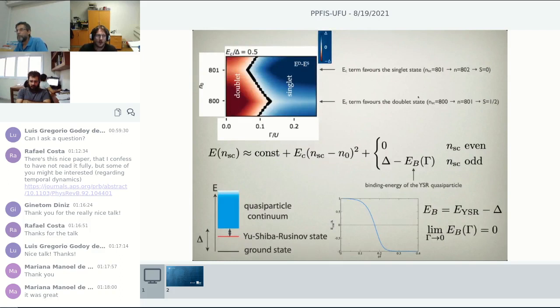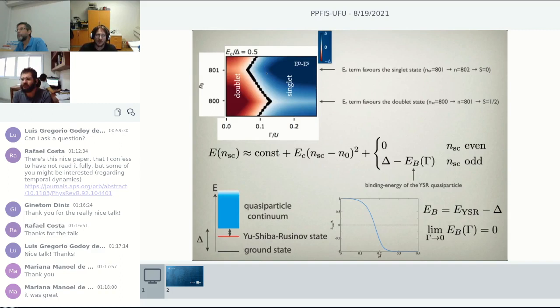Then we turn on a sizable EC, but still lower than delta. And we see that we obtain a diagram which seems similar, but the boundary now becomes dependent on the gate voltage applied to the superconductor. And actually this is quite easy to understand. So the EC term in this region will favor the state with 800 electrons. And because there's an extra electron on the quantum dot, this corresponds to favoring the doublet region. And indeed the doublet region will grow larger compared to the singlet region. And here it's the opposite. So here, the charging energy favors the state with 801 electrons on the superconductor, and there's an extra electron, so this means that we are favoring the singlet region, which grows larger.